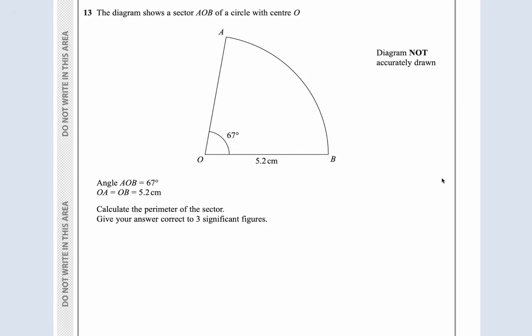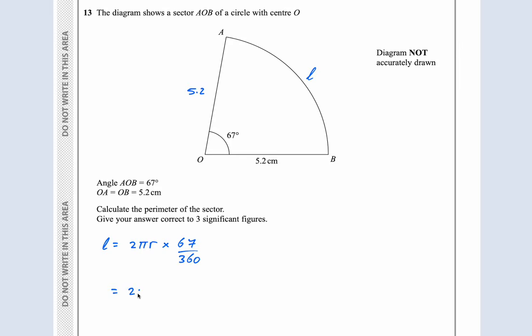Done. Question 13. The diagram shows a sector AOB of a circle with center O. Calculate the perimeter of the sector. Give your answer correct to 3 significant figures. So the perimeter, guys, is 5.2 plus this 5.2 as well, because this is also a radius, plus the length. So this question, guys, is really about finding this arc length. Now the arc length, L, is equal to the perimeter of the circle, which is 2 pi r, times the angle over 360, because it's that fraction of the circle, 67 360ths.